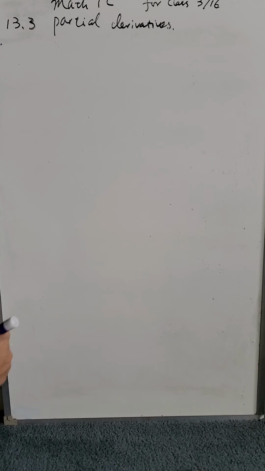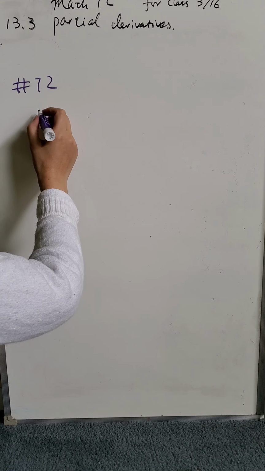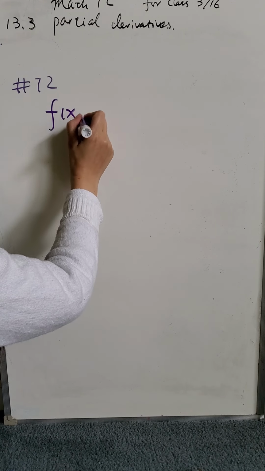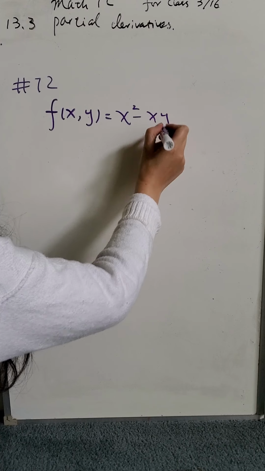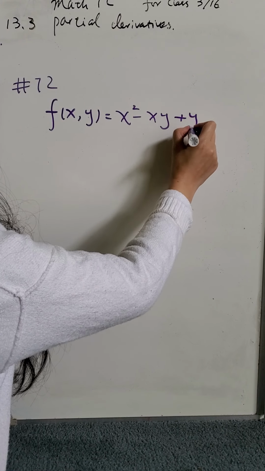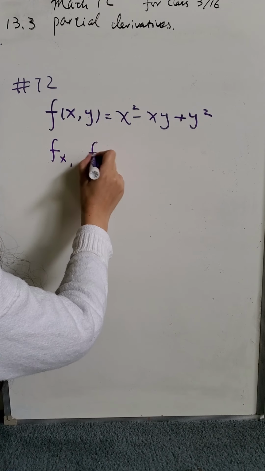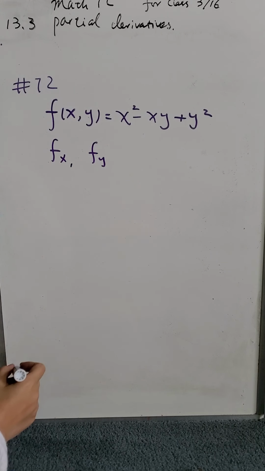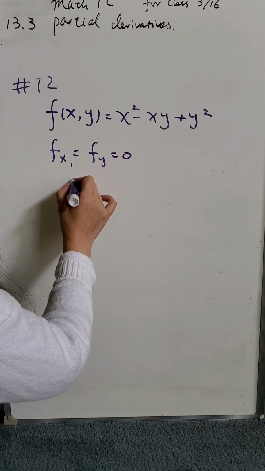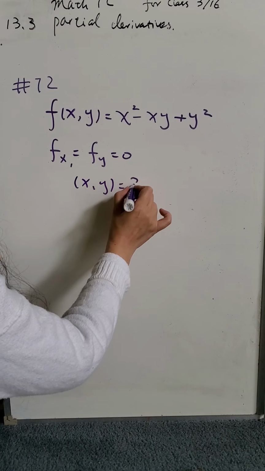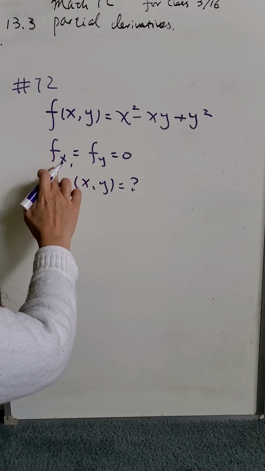The next problem is number 72. We are given a function of two variables, f(x,y) equals x squared minus xy plus y squared. They said find fx and fy, and when they are equal to each other and equal to 0, which point will cause that? So we're going to find fx first.